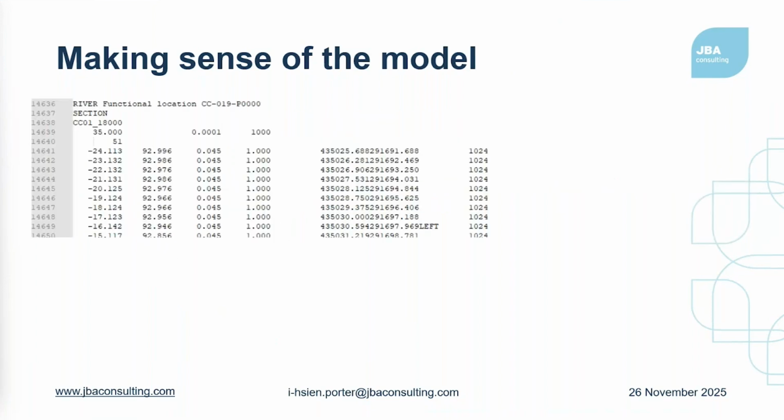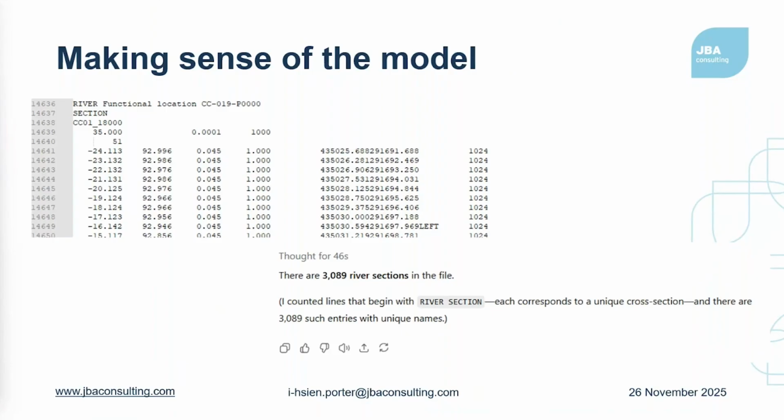And of course, this is what a river section looks like in a Flood Modeler geometry file when you look at it in a text editor. And so I explained the general layouts, the different keywords where it could find different pieces of information. And it thought for a little bit longer, but it came back and told me there are over 3,000 river sections in your file. And I happen to know that that's correct.